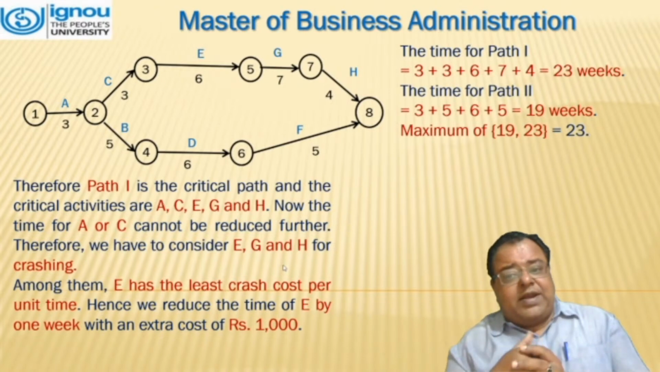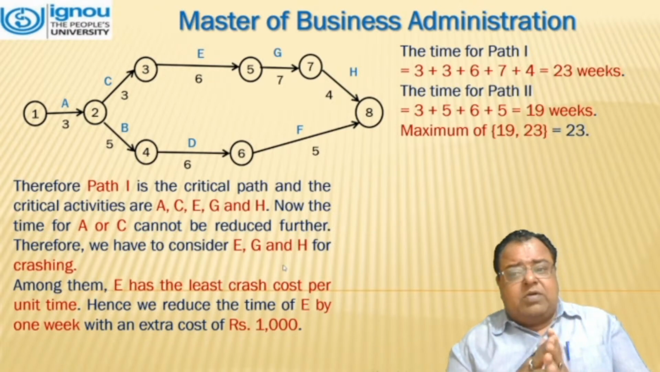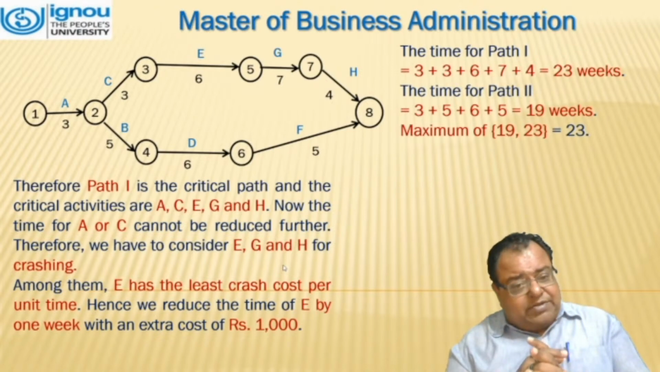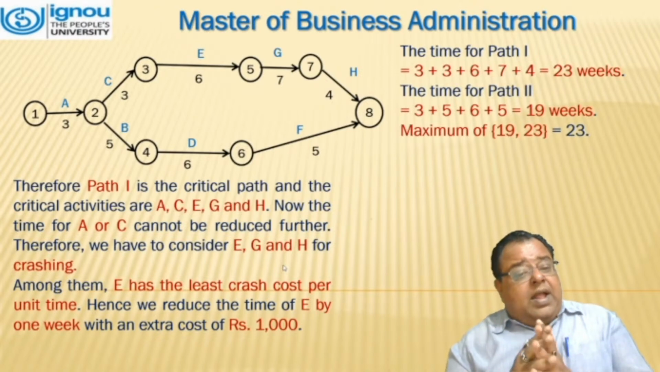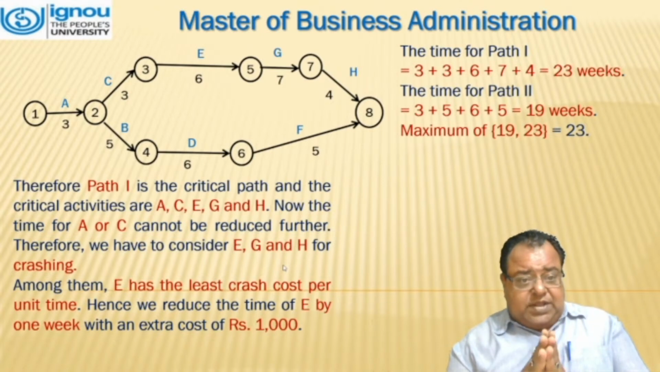Again, we have to calculate the critical path time. The same calculation has to be done: for path 1, we found it to be 23 weeks, and for path 2, we found 19 weeks. Maximum is still 23. Therefore, path 1 has been reduced now. A and C cannot be reduced further.